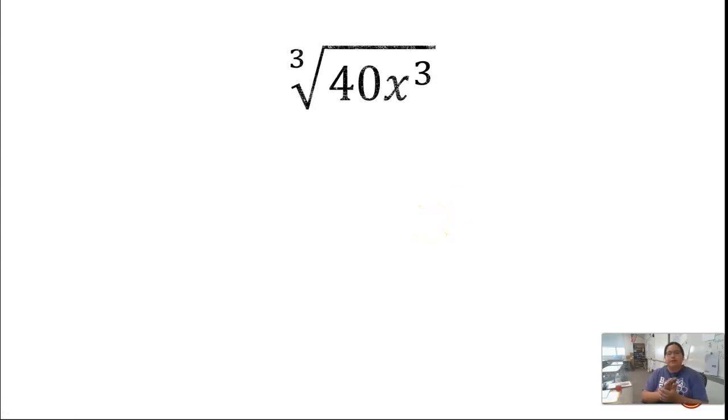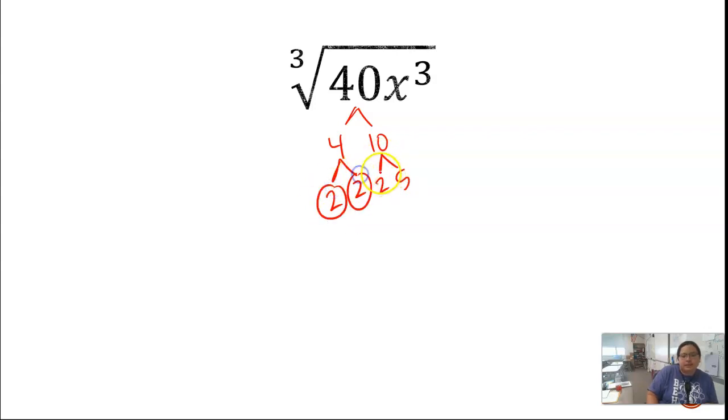All right, welcome back. You've tried this problem. You should have an answer on your whiteboard, and you're going to go through and check your own work. So the first thing I do is I break down the number. 40 can be 4 and 10. 4 breaks down to 2 and 2. 10 breaks down to 2 and 5. Now, you might have done this a different way. As long as you ended up with 2, 2, 2, and 5 in any order, then you did it correctly.